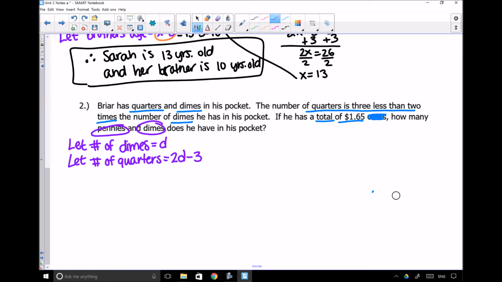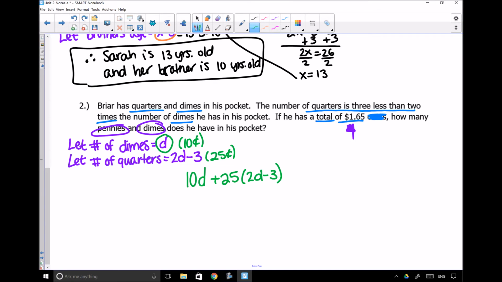So now that I've written my let statements, now I need to write my equation. And this is another piece of information that we haven't used. There's a total of $1.65. Well, there are D dimes, but each dime is worth 10 cents, right? So I'm going to say 10 times D. Okay? And then here we have quarters, and each quarter is 25 cents. So I'm going to add 25 times 2D minus 3.